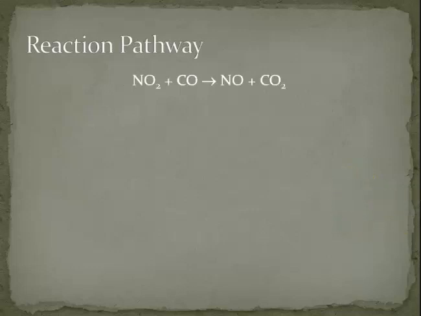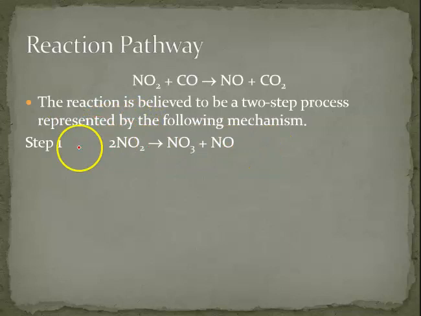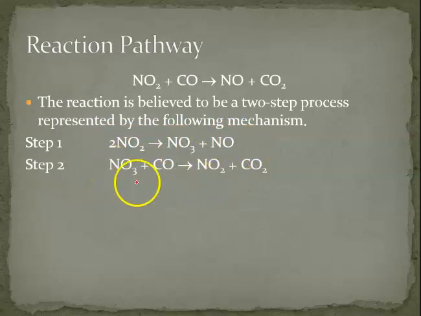All right, a couple more slides here, and we'll call it done for this chapter. So let's say I have this reaction: NO2 plus CO goes to NO and CO2. We believe it's a 2-step process, and it has the following mechanism. Step 1 is 2NO2 goes to NO3 and NO. Step 2, NO3 plus CO goes to NO2 and CO2.